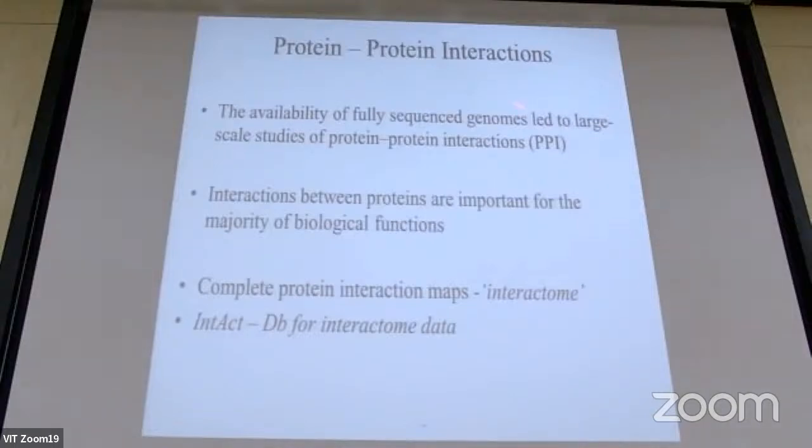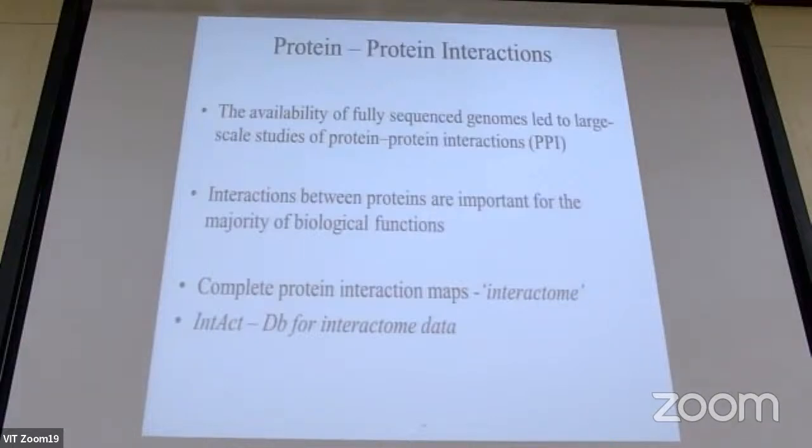So the availability of fully sequenced genomes led to large-scale studies of protein-protein interactions. From here onwards, in our slides, we will be coming across this abbreviation PPI. Interactions between proteins are important for the majority of biological functions. Not just in terms of function, no protein can do its role independently, isn't it? Do you all agree with this? It cannot perform an entire biological role as a single entity. It will interact with another protein, release some signal, and that signal will activate the next group of proteins. Like that, it goes hand in hand.